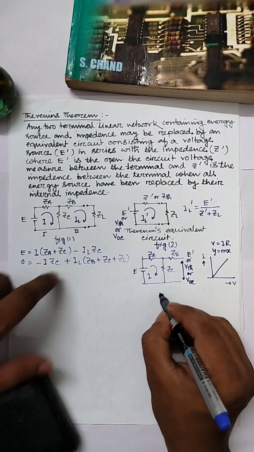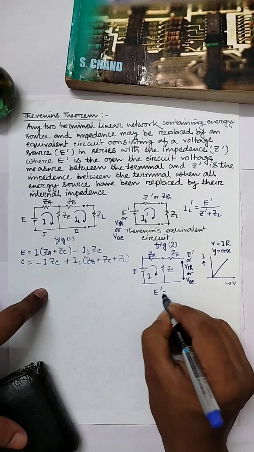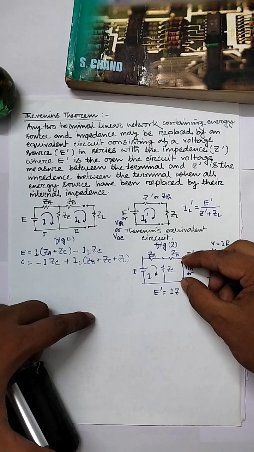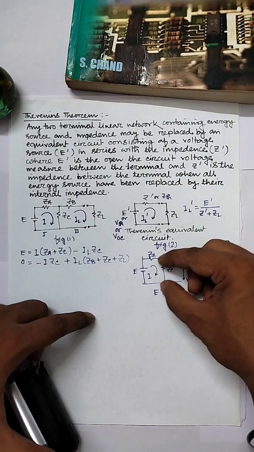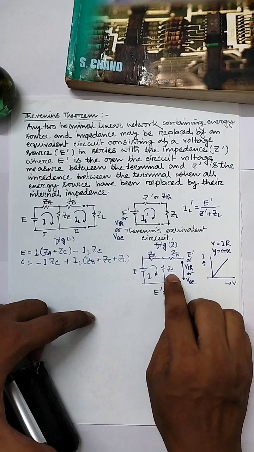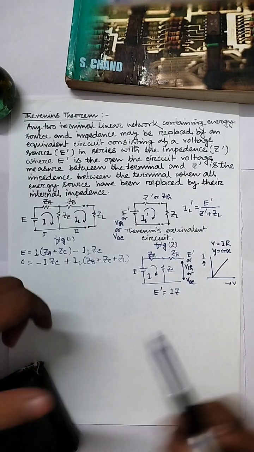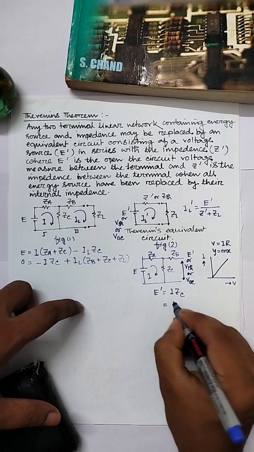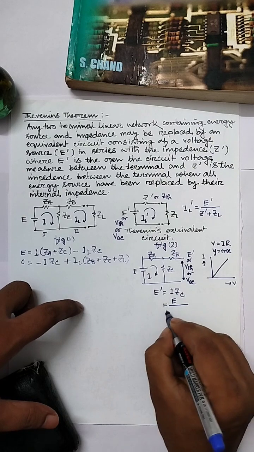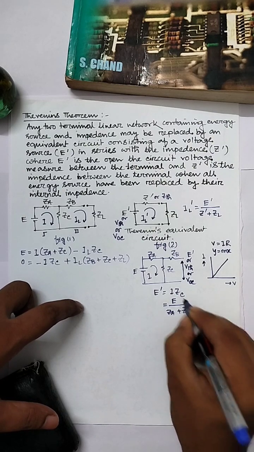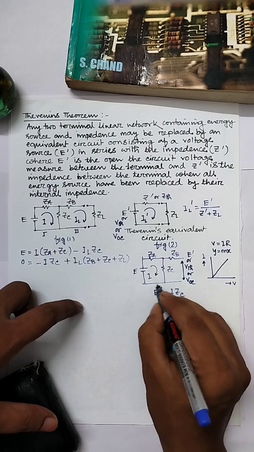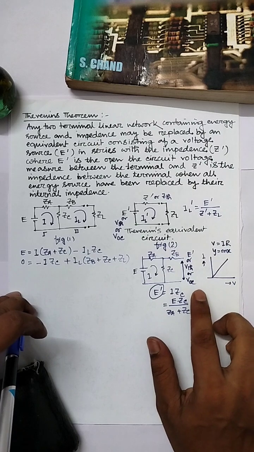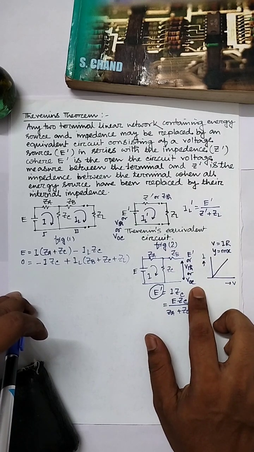According to this theorem, E dash is equal to IZC, because if we measure the voltage across these two terminals, that means we measure the voltage across ZC. And I is the current flowing through ZC, so E dash equals IZC. I is the current flowing through mesh 1, so E upon ZA plus ZC multiplied by ZC. So this is the Thevenin equivalent voltage E dash or VTH or open circuit voltage VOC.